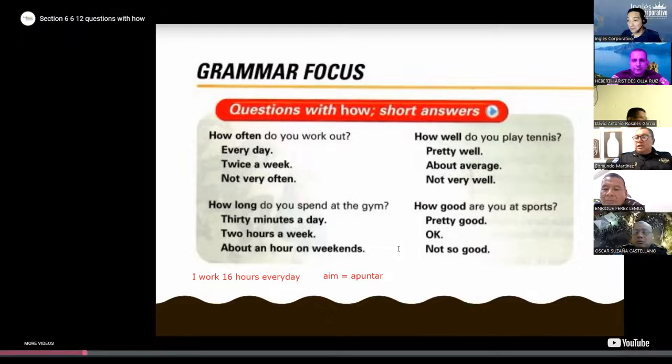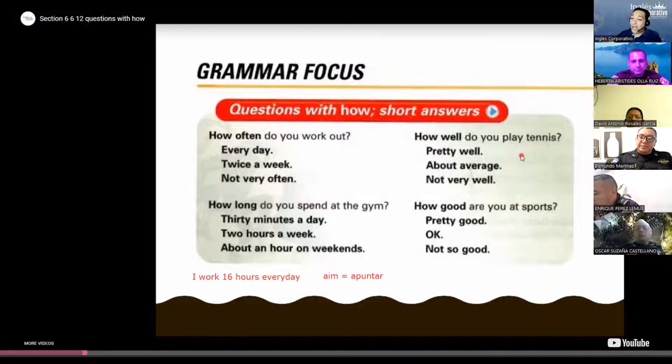Yeah. I shoot usually in the academy. But I shoot usually. No. How well? Oh, how well? Pretty well. Average? No, pretty well. I shoot pretty well. Okay, yeah. I shoot pretty well.